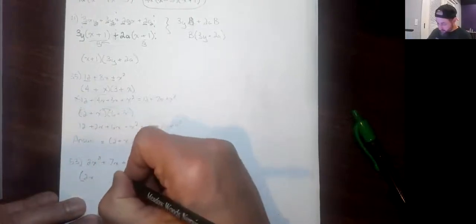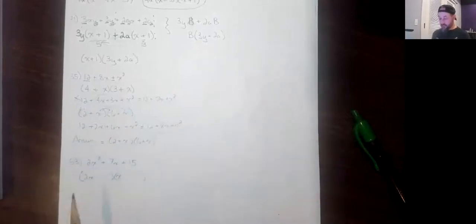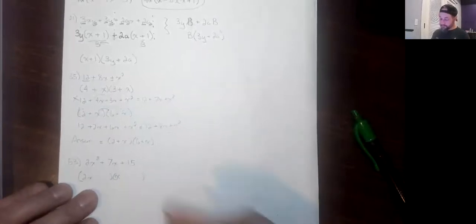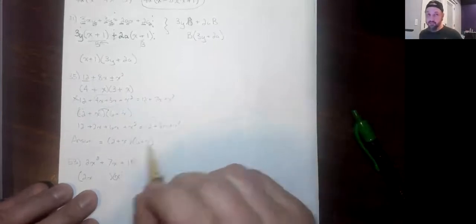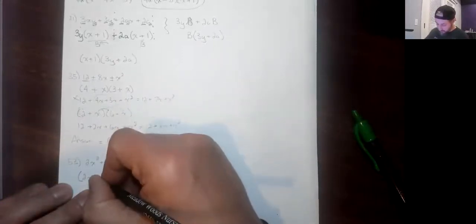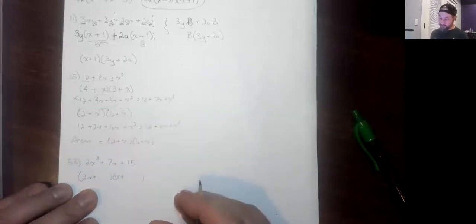So this is an example like I mentioned earlier. We'll still do trial and error. However, you will have 2x and x. There's no other way to go about this problem to start it, because 2 is a prime number. So 2x and x. Now with 15, we can have 3 and 5. We can have 15 and 1. Now this is positive, and the middle term's positive. So I know they're both positive.